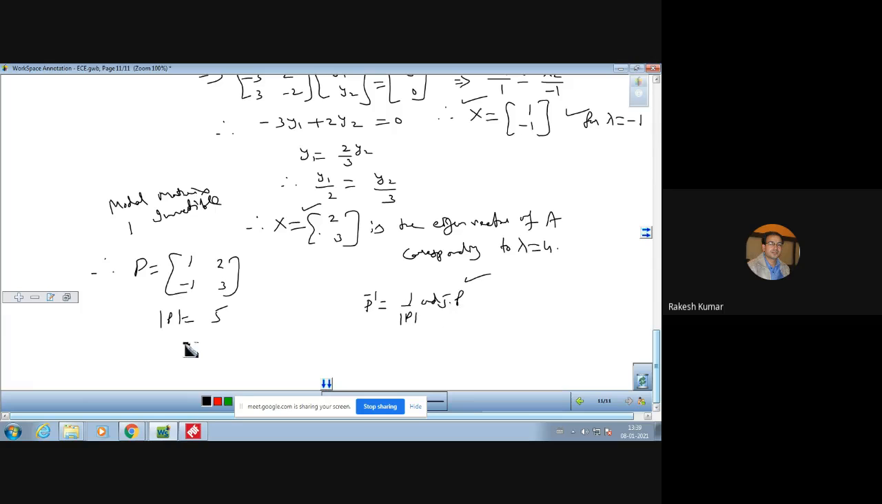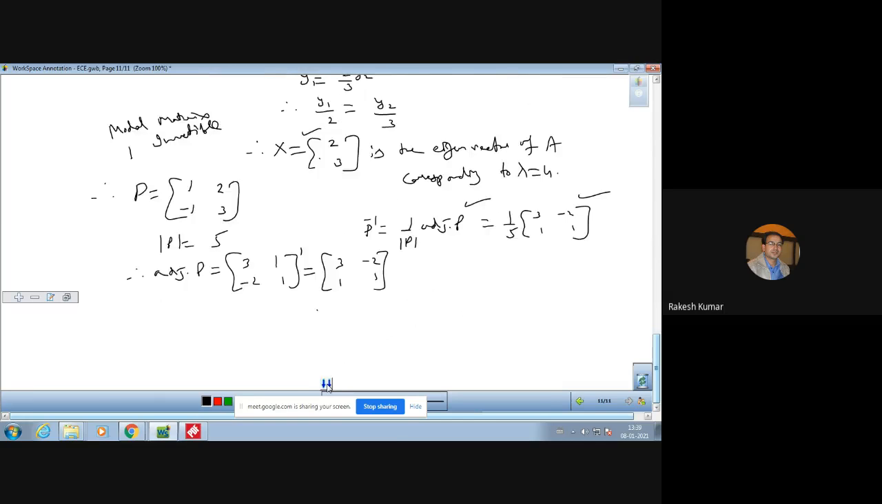So now let us find the adjoint. We find the adjoint of P by finding the cofactors. First we will expand by 1. If we expand by 1, the cofactors we get are 3 and 1, and the others are -2 and 1, transposed. So this is 3, 1, -2, 1. So put the value here: 1/5 times 3, 1, -2, 1. This is your inverse, P inverse.